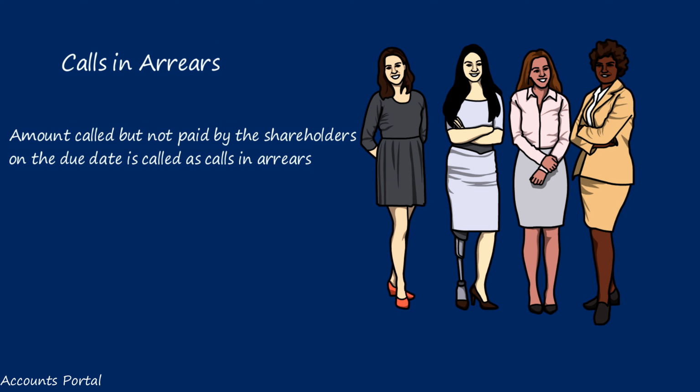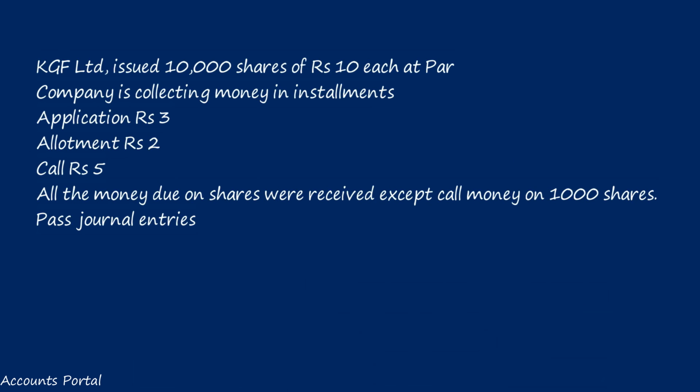When an installment is not paid, either on allotment or call, the relevant installment collection entry should be debited. However, the due entry should not be altered. Dear students, we will start with a problem to get a better understanding of the accounting treatment. KGF Limited issued 10,000 shares of Rs 10 each at par. The company is collecting money in installments.